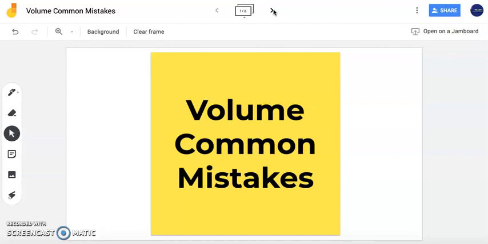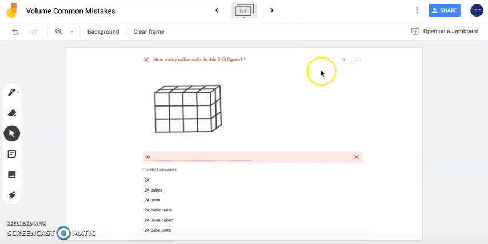Now, in this first problem, it's asking you how many cubic units is this 3D figure. That means you need to find the volume. It's very interesting. For this problem, I got a lot of 18, and I don't know if it's because you're just counting the outside cubes that you see, but volume is how many cubes are created, what is inside of that rectangular prism. So in order to find the volume, it's how much space is in an object.